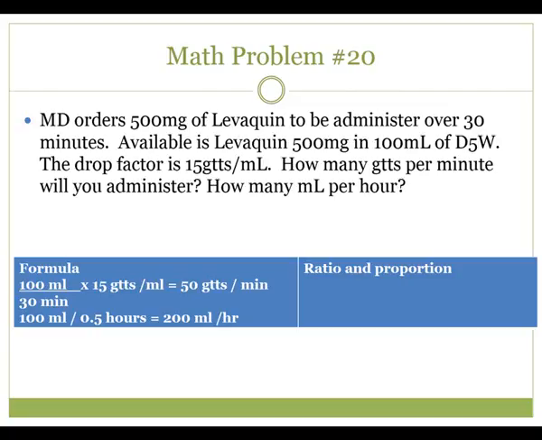The MD orders 500 milligrams of Levaquin to be administered over 30 minutes. Available is Levaquin 500 milligrams in 100 mL. The drop factor is 15. How many drops per minute? How many mL per hour?